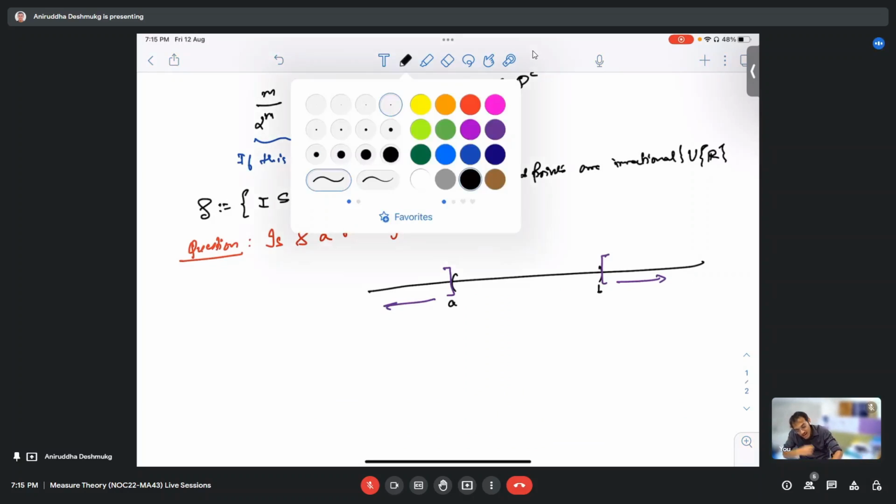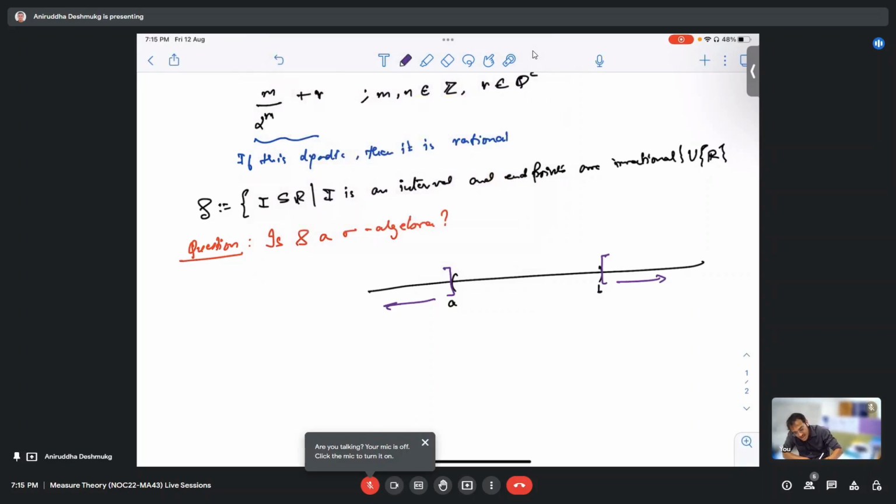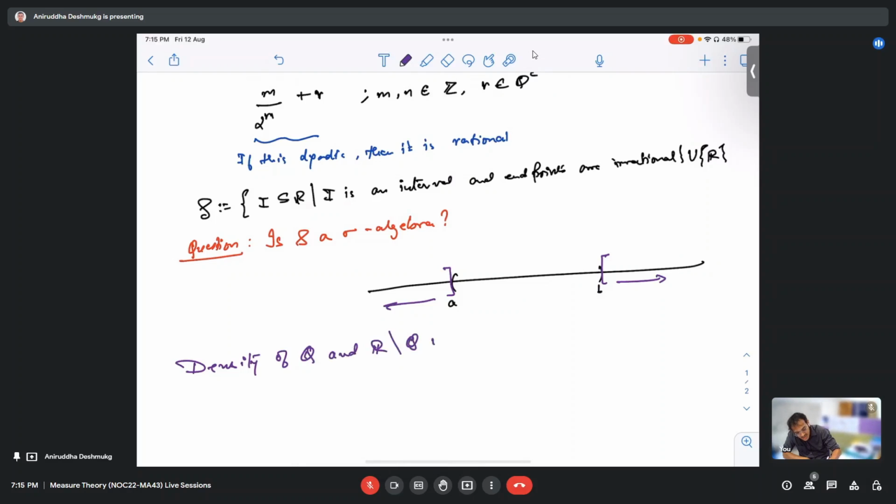Because you can always find... do you know what is meant by density of rationals and irrationals in R? Do you know what this means? We have not studied measure, right? This is something from basic real analysis.